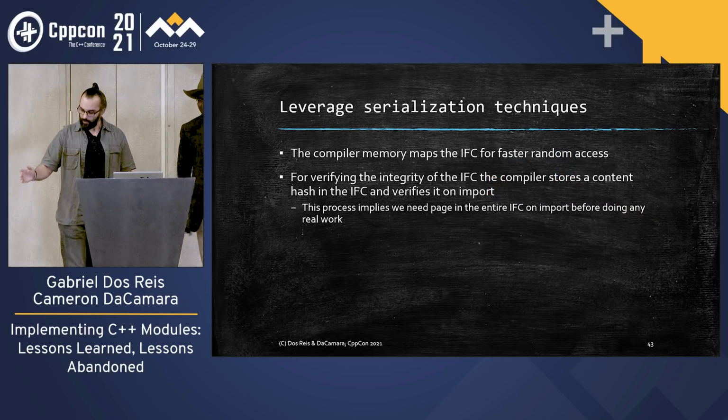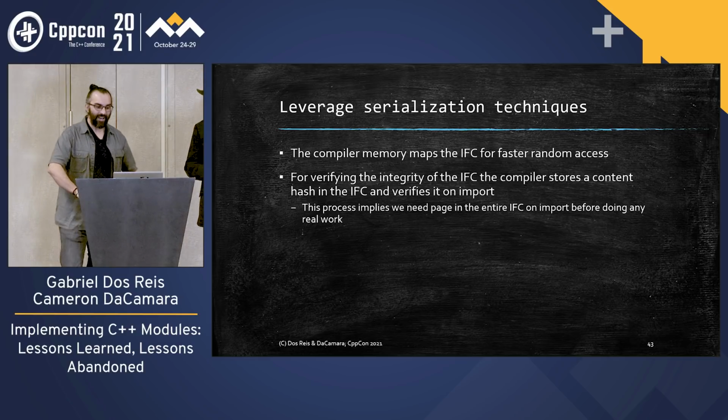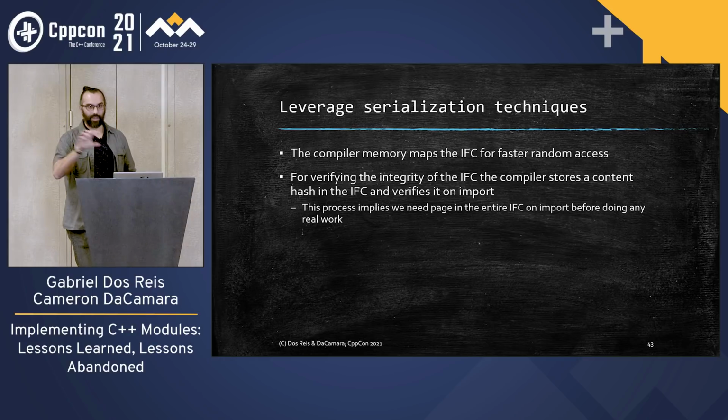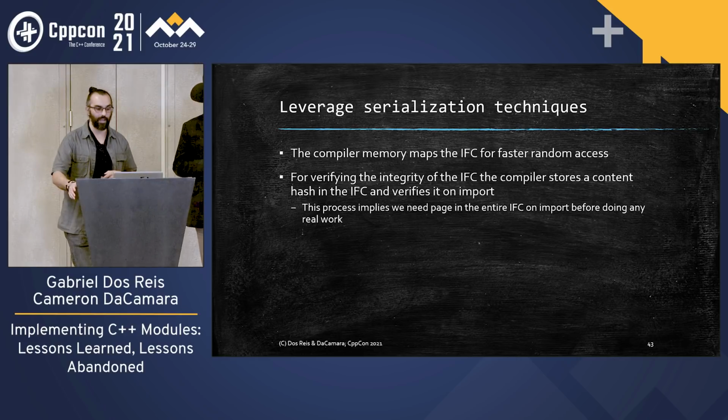Serialization technique. The IFC is memory mapped in the compiler for faster random access, because when we're materializing semantic information, that information is spread across the file at various points. So you have to be able to bounce around the file very quickly, and memory mapping is a perfect application for that kind of thing. It was initially thought, when we implemented the IFC, that we needed to validate the contents, that they haven't been doctored in some way.